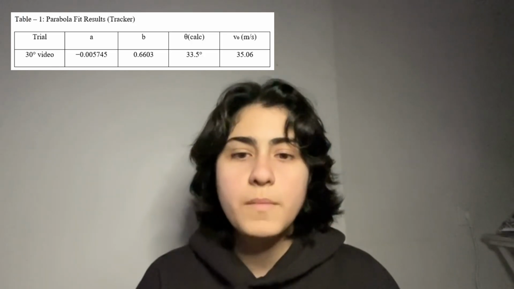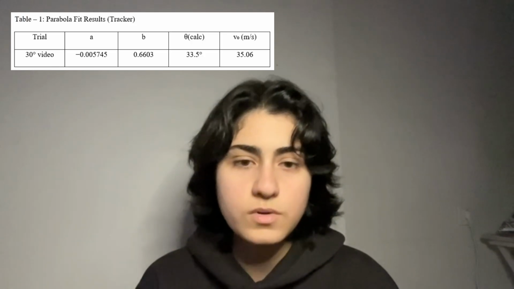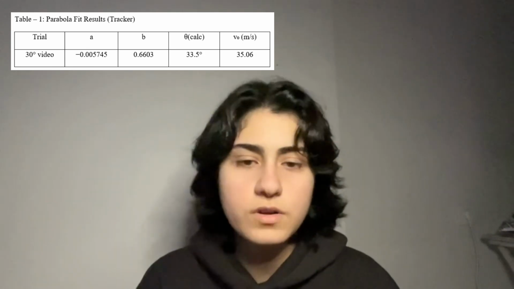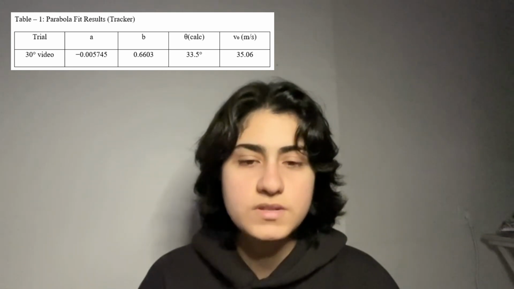Using these, my calculated launch angle was 33.5 degrees, and my initial speed was 35.06 meters per second. So even though the launcher was set to 30 degrees, the experimental angle came out slightly higher, which is normal because of camera angle and calibration limitations.